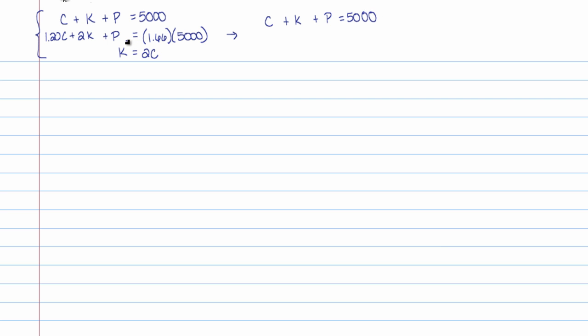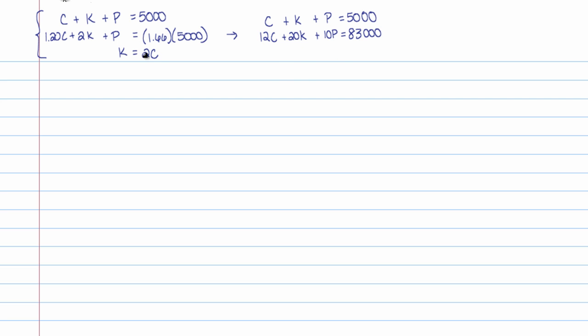You could either multiply both sides by 100 to get rid of the decimal, or you could leave that 1.2 there. Actually, you don't have to multiply by 100. You can multiply by 10. And in fact, I think I will. I'll multiply both sides by 10, so I get 12c plus 20k plus 10p is equal to, this product right here is 8,300, so if I multiply that by 10, it's 83,000.